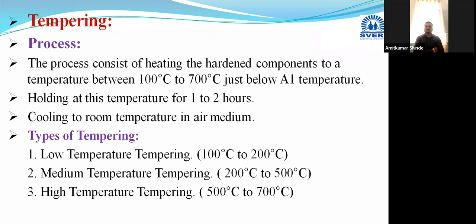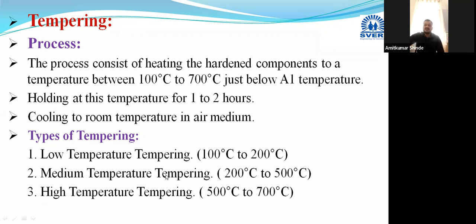Now, depending on the temperature zones used, or the transformations occurring in those temperature zones, the tempering methods are classified into three different types. Those three types are: low temperature tempering, medium temperature tempering, and high temperature tempering.